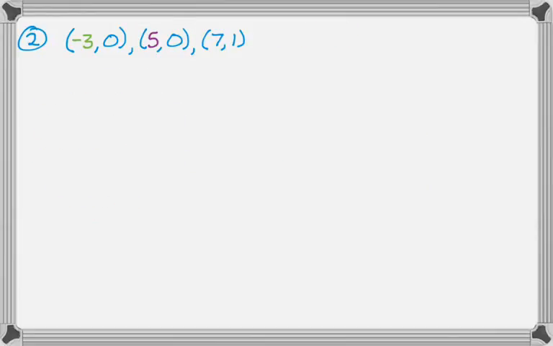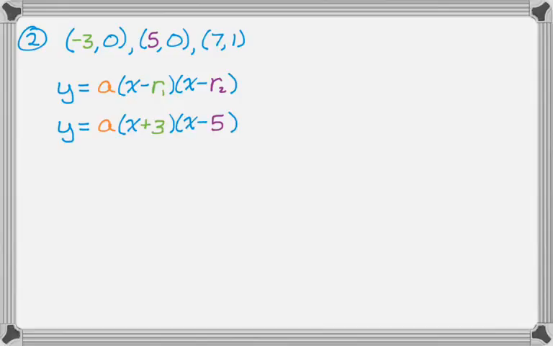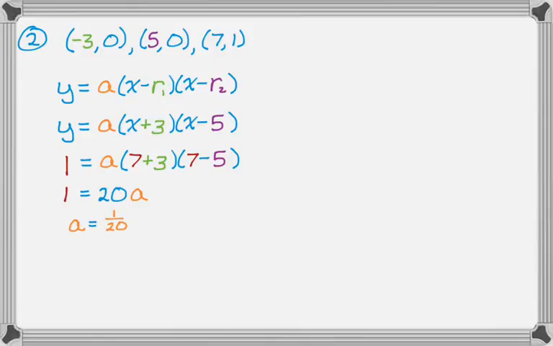Let's take a look at another one, so number 2. In this case, we know negative 3, 0, 5, 0, and 7, 1. So we actually know both of the zeros of the quadratic, so we're going to go ahead and use this form: a, the quantity x minus r1, the quantity x minus r2, and so now it's just plugging in. So y equals a, so I end up with plus 3 because minus negative, and then x minus 5. Now I'm going to plug in the point 7, 1. So 1 equals a times 7 plus 3 times 7 minus 5. 7 plus 3 is 10, and then 7 minus 5 is 2, so that's 20. 1 equals 20a, which means that a is 1 over 20.